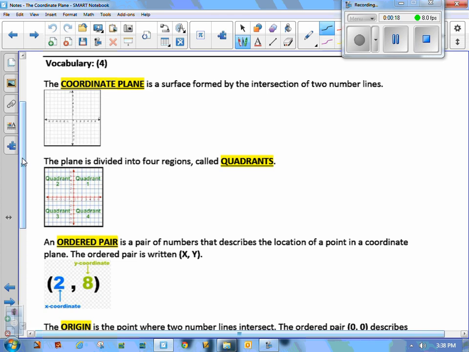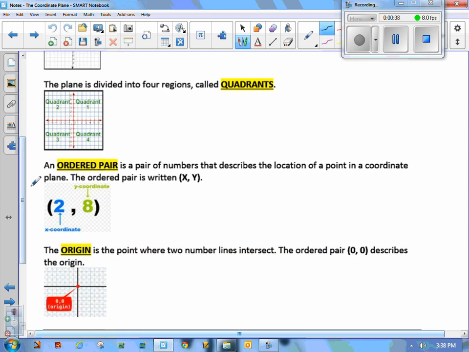The coordinate plane is a surface formed by the intersection of 2 number lines. Here's one number line. There's the second one. The one that goes horizontal is the X number line, and the one that goes vertical is the Y number line, or X-axis and Y-axis.